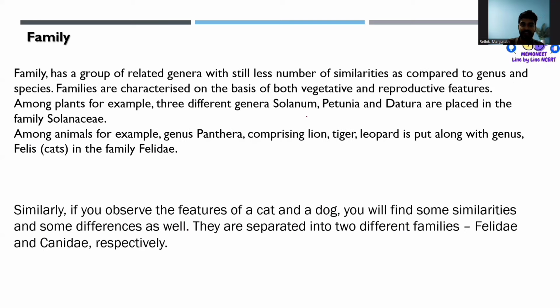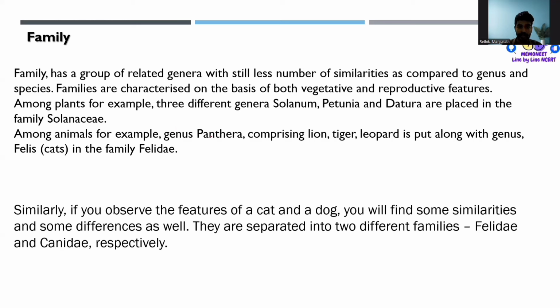Now when I'm talking about the family, a family has a group of related genera with still fewer similarities. When you move from the lower hierarchy to the higher hierarchy, the classification becomes broader. The group of related genera will have fewer similarities as compared to the genus. When I was talking about the lion, leopard, tiger and all, you could easily compare them and they had somewhat similarities. But when you go to a higher category, the similarities become even lesser.